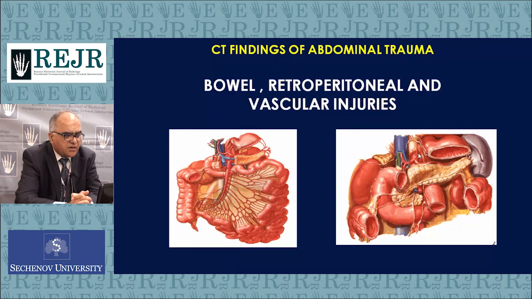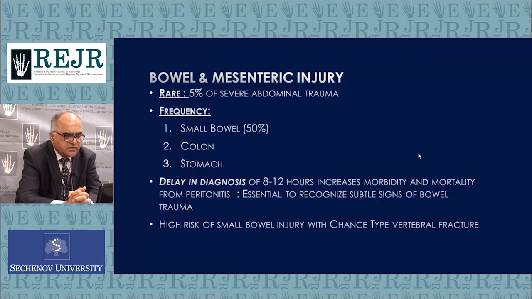Bowel, retroperitoneal and vascular injuries. This is a very rare injury, but in 5% of severe abdominal trauma, we can see this kind of injury. With regard to frequency, small bowel is the most injured bowel in 50% of the cases, followed by colon and stomach.